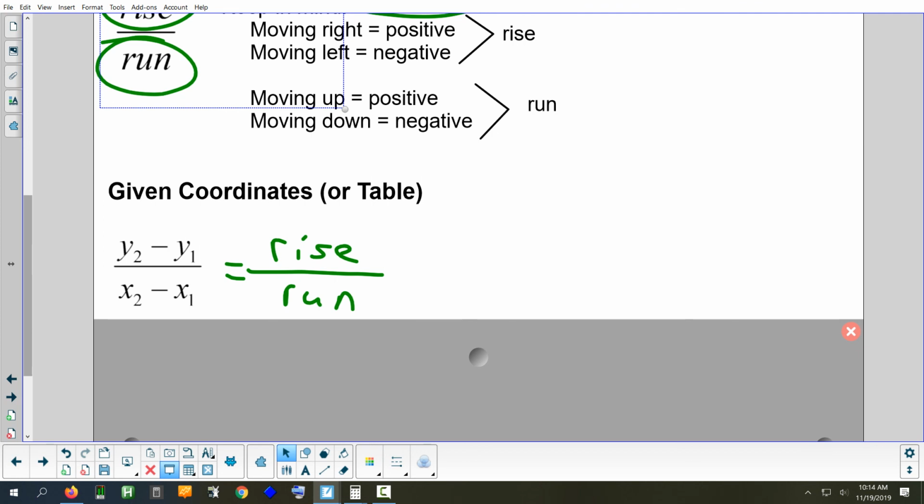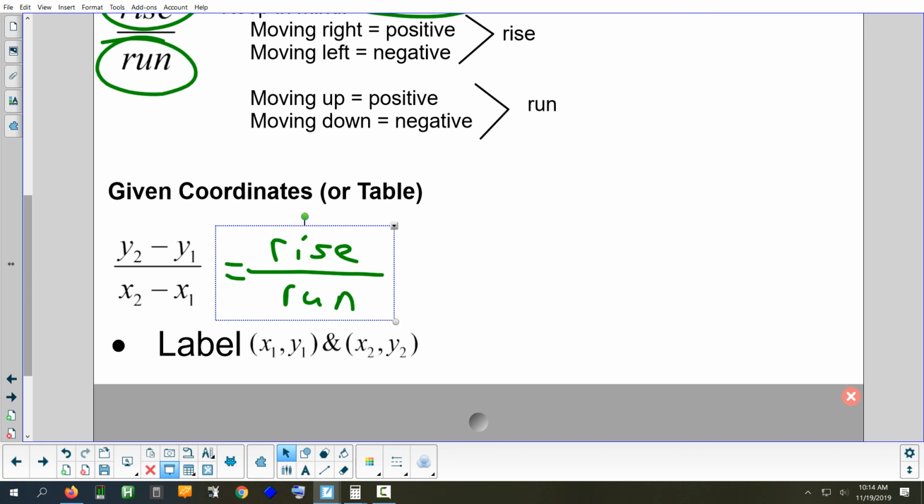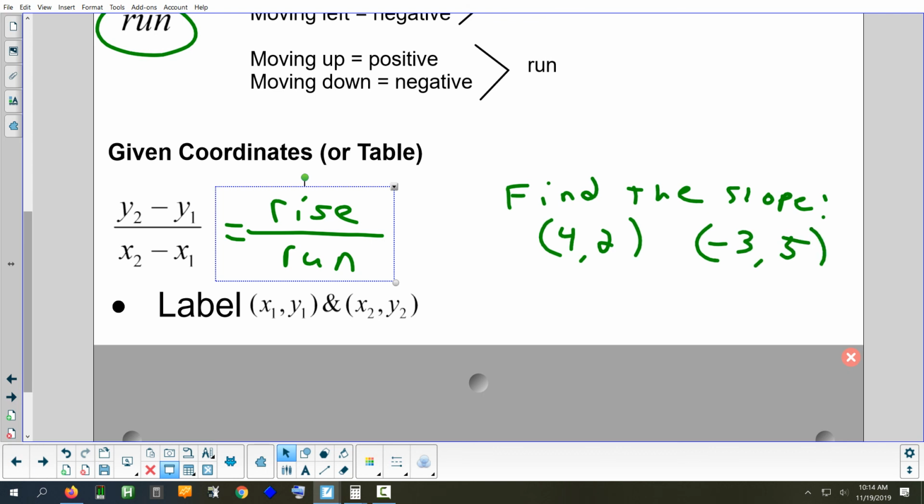And I'll show you what these values are. There's 4 values that you need to find the slope. 2 of them are used to find the top. 2 of them are used to find the bottom. So, in a problem, if I said find the slope and you had to do it this way, I would give you something like this. Find the slope. And I would give you 4 numbers: (4, 2) and (-3, 5). Just made those numbers up.